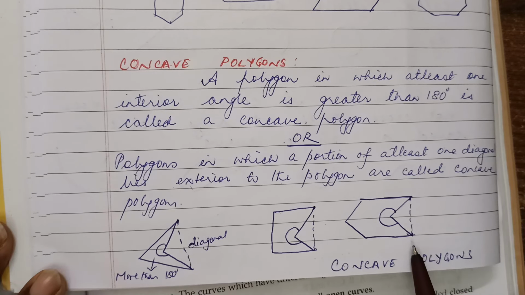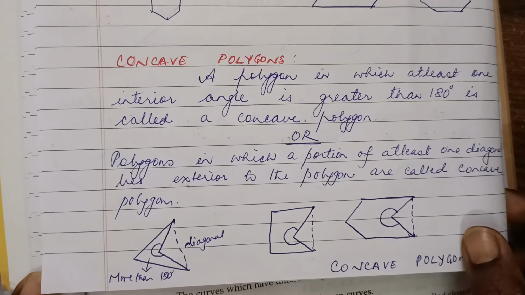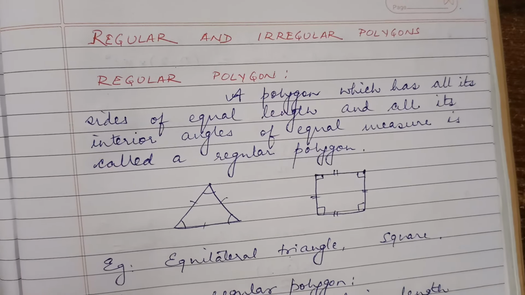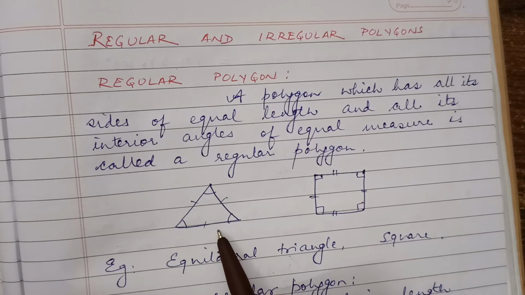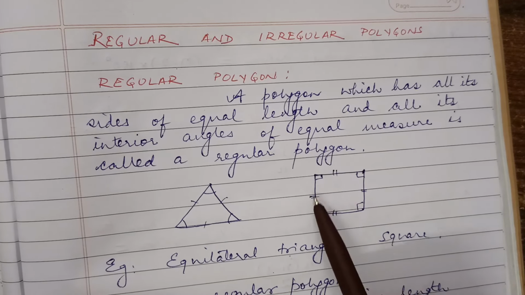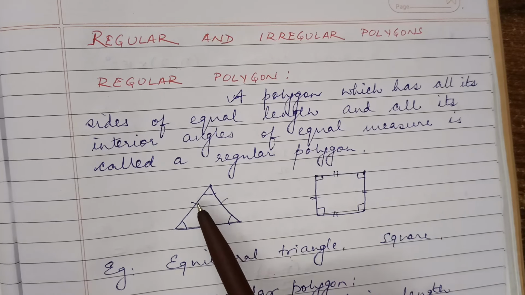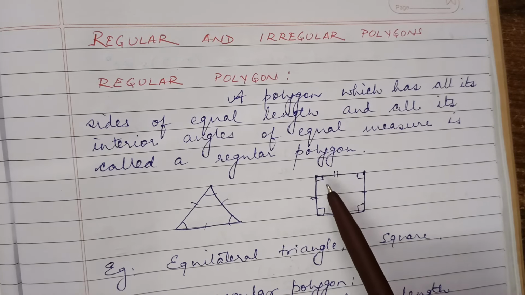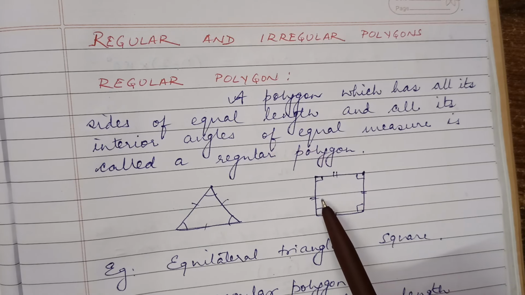In this chapter we will be learning only about convex polygons. When we speak about polygon, it will be a convex polygon only. Then regular and irregular polygons. Regular polygon is one in which all the sides are of equal length. Okay, so it is a regular polygon. For example, equilateral triangle. When we talk of a triangle, in this case the regular polygon will be an equilateral triangle. Similarly, a square. Okay, so it is also a regular polygon.